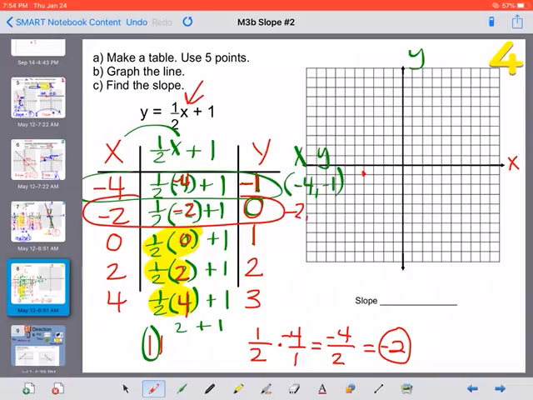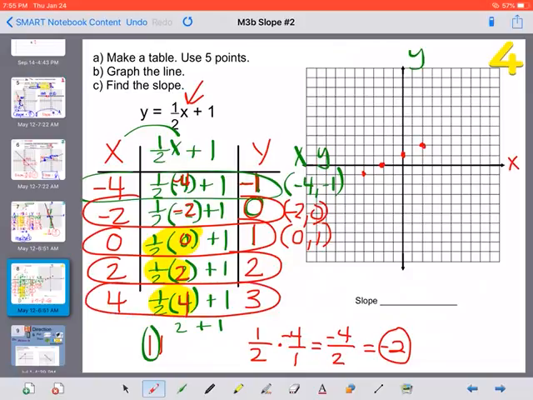Then negative 2, 0. So 2 to the left, and we didn't go up or down. Then 0, 1. X is 0. We didn't go left or right, just up 1. As you can see, we're starting to form a pattern. Then 2, 2. 2 to the right, positive 2. And then 4, 3: 1, 2, 3, 4 to the right, up 3. If your line is not straight, we made a mistake.